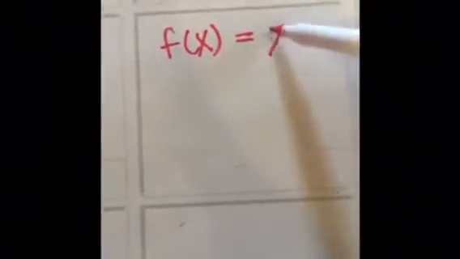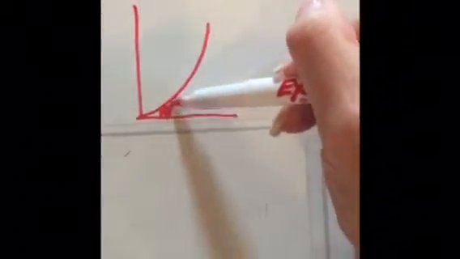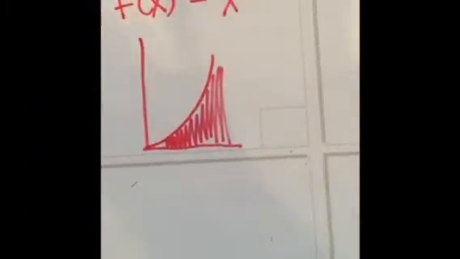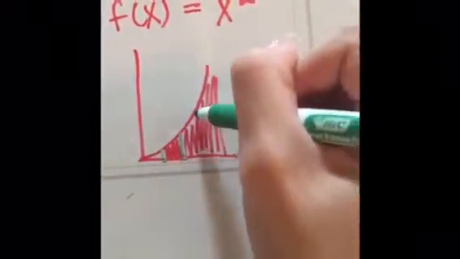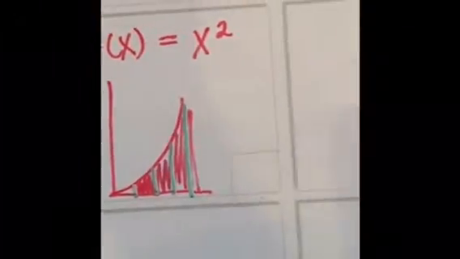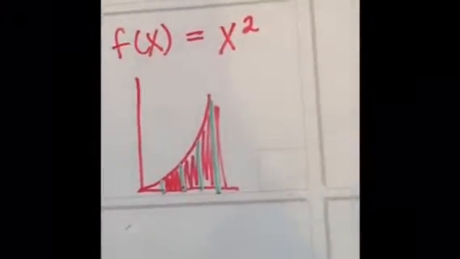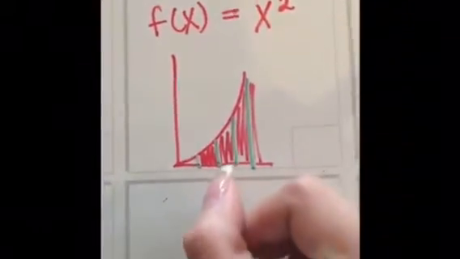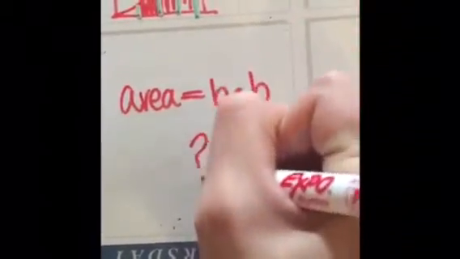Let's say you're given the function f of x equals x squared. And this is the area you're trying to approximate. We can break up the curve with subintervals along the x-axis. Now, let's take a step back to geometry. How do you find the area of a rectangle? Well, isn't that just the base length times the height length? Yes, exactly.